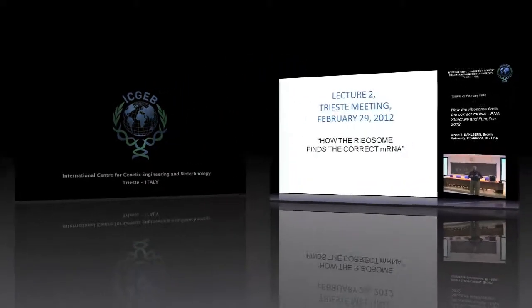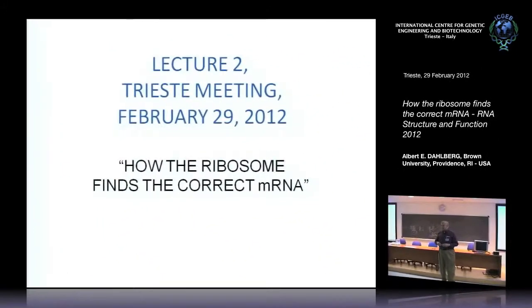I'm going to talk about something I totally ignored yesterday, and that is how the messenger RNA finds the ribosome. Keep in mind, there are plenty of ribosomes in the cell. There are about 7,000 to 10,000 ribosomes per bacterial cell. But there are thousands and thousands of messenger RNAs too. And so they're competing with each other to see who's going to be translated at the highest frequency.